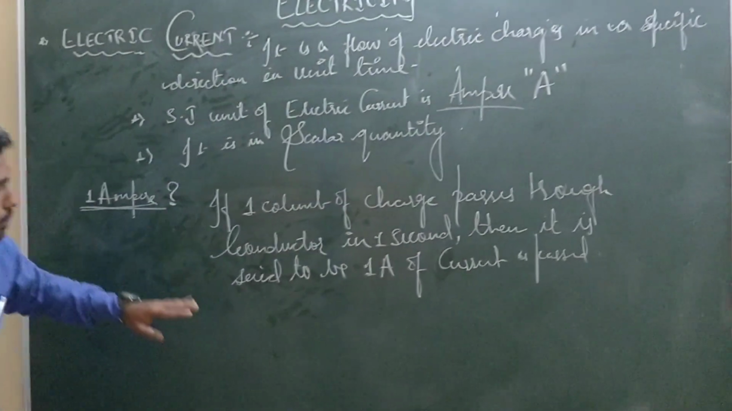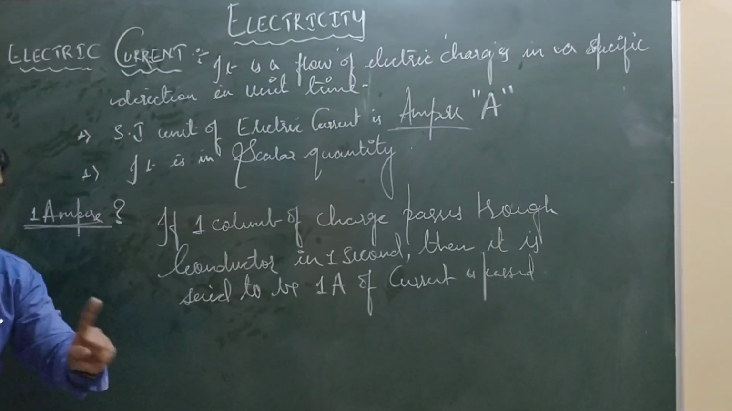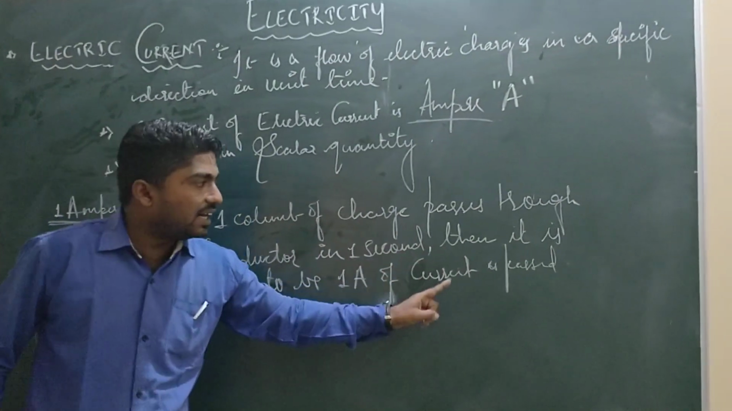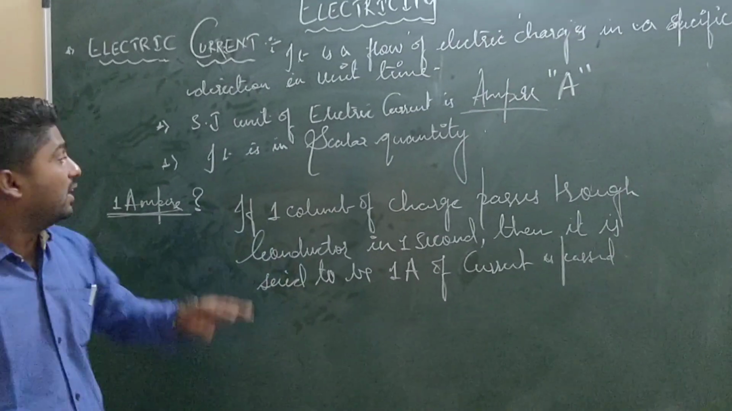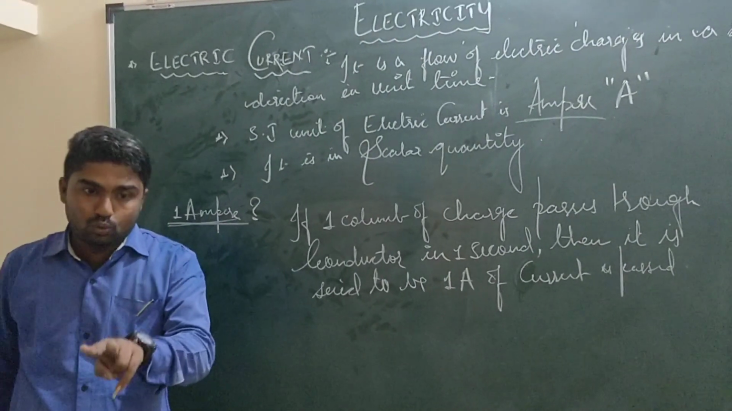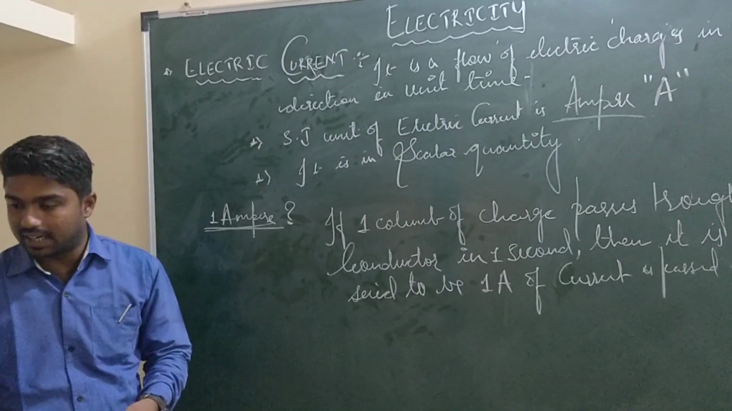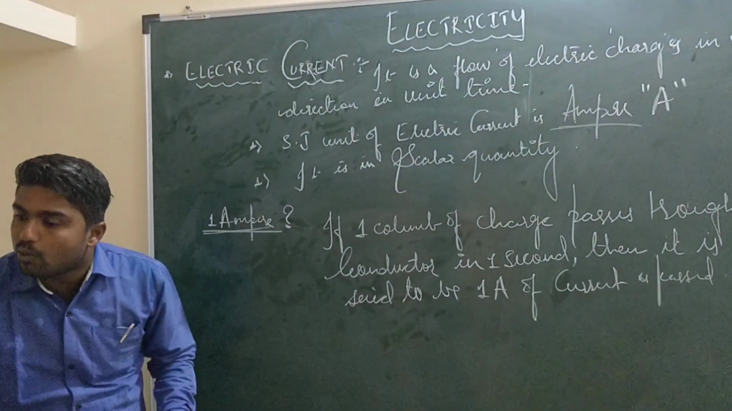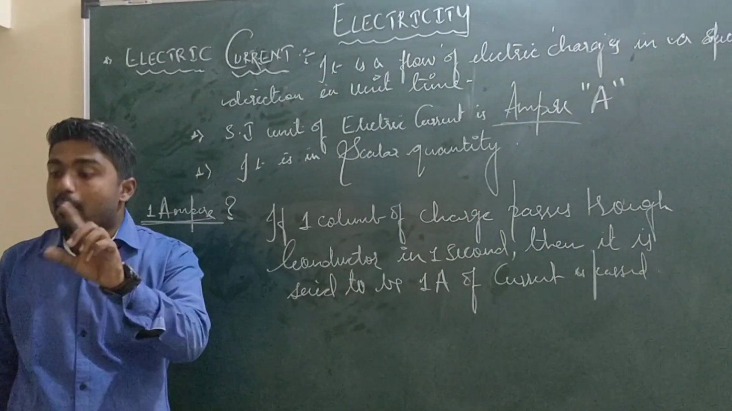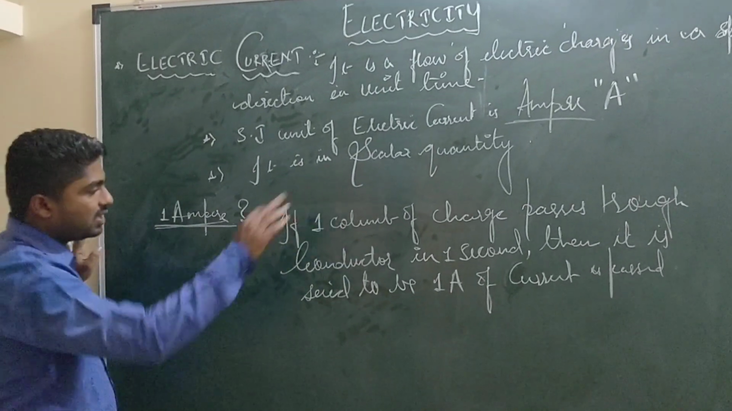Is it clear? What is 1 ampere here? 1 coulomb of charge passes through a conductor in 1 second. Okay? Then it is said that 1 ampere of current is passed. Now, in ampere also there are 2 types. When there is a small amount of electric current, there are 2 types: one is milli ampere and the other is micro ampere. Okay, now we will discuss about that.